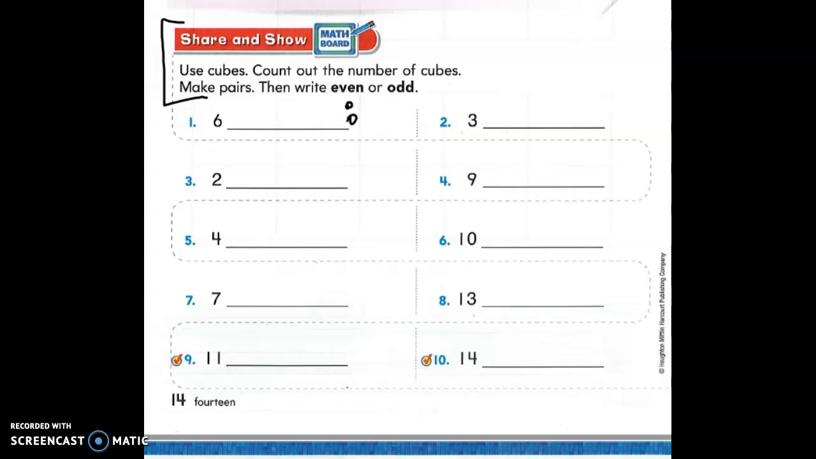So 1, 2, 3, 4, 5, 6. I pair them 2, 4, 6 in groups of 2. There are no cubes left out, meaning it is an even number. Right, the next one, it's a number 3. So I'm going to draw a quick picture. 1, 2, 3. I want to put them in pairs, groups of 2. 2, 3. So there's an oddball here. There's one left out, so it is an odd number.